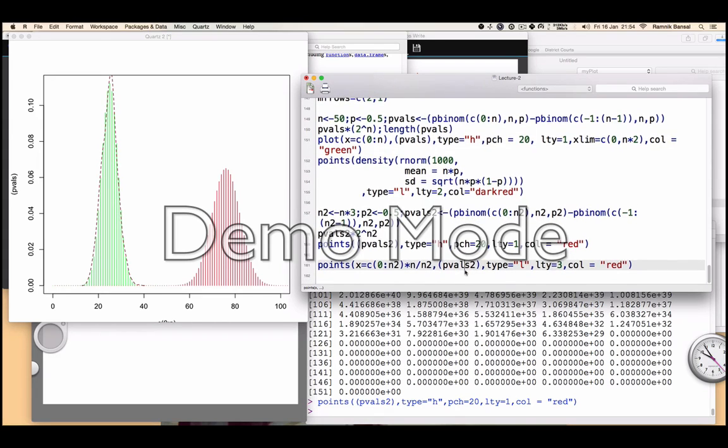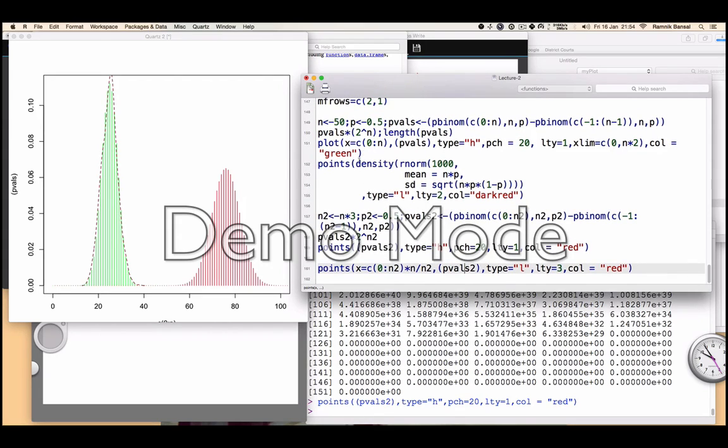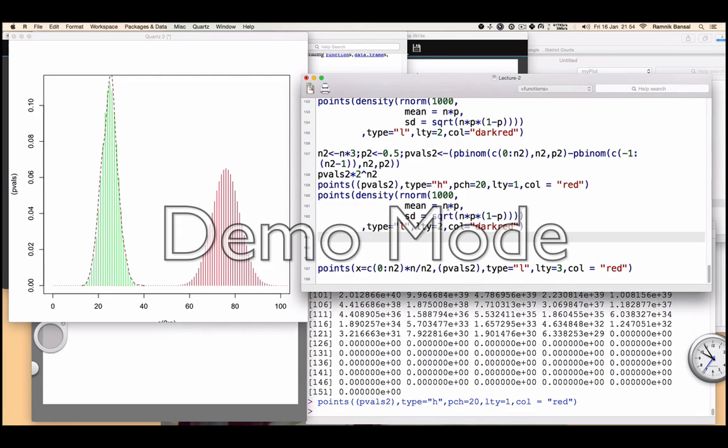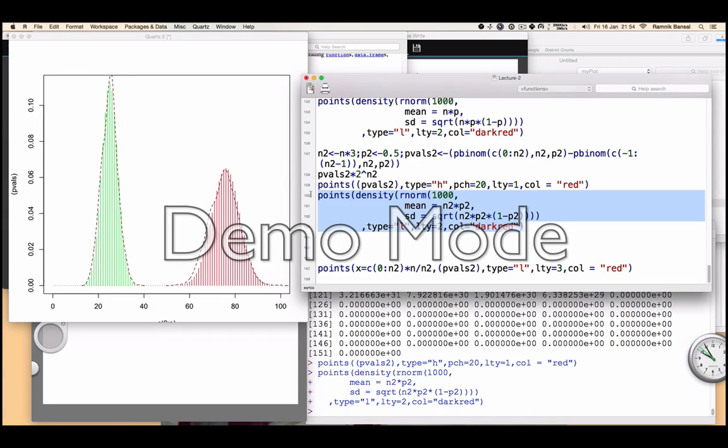So how do I go about it? I just pick up maybe this formula. I copy it here, and I need to make necessary changes. Instead of n, I say n2. Instead of p, I say p2, and then n2, p2 and p1. Let's see what we get. I pick up this line of code and print it exactly. So I'm getting another normal distribution here which kind of matches this one. Is it clear?